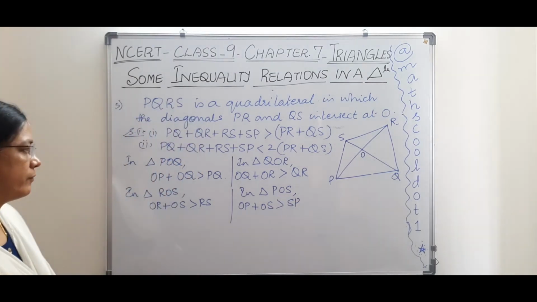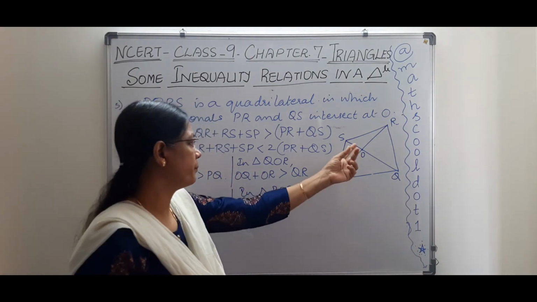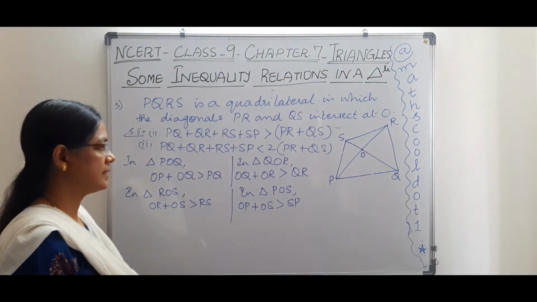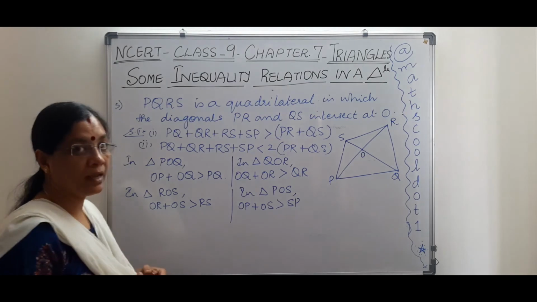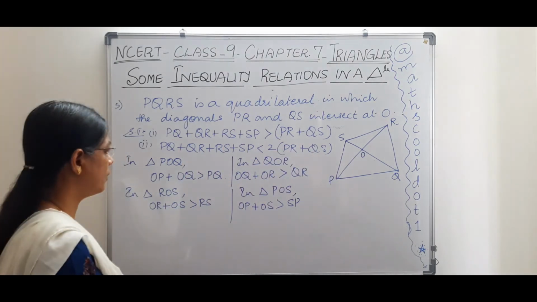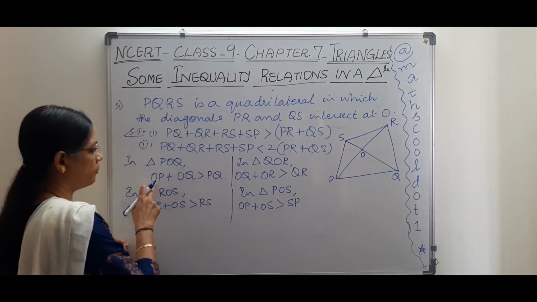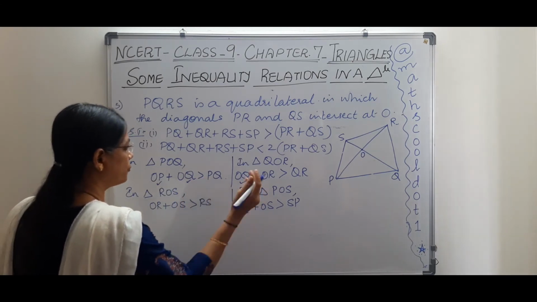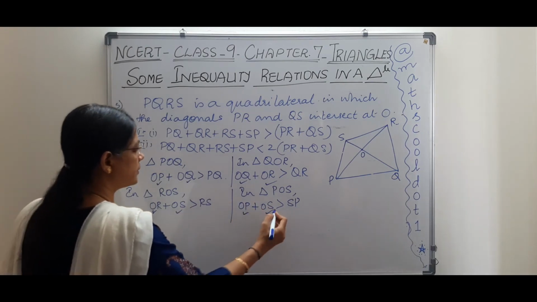Now we have got all the sides PQ, QR, RS and SP. So we just need to add the LHS and add the RHS to get the required statement. Now let's start adding. You see there are two OPs, two OQs, two ORs, and two OSs.